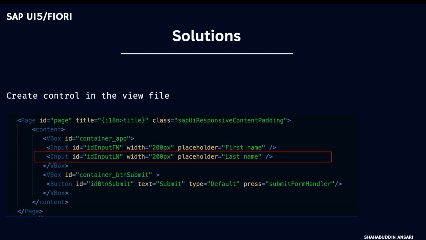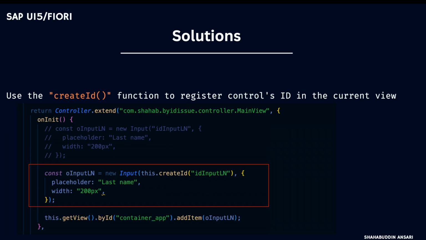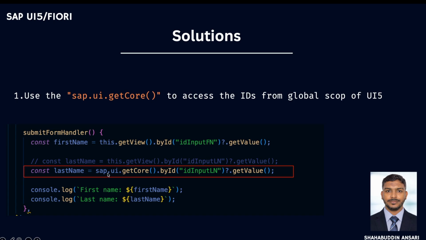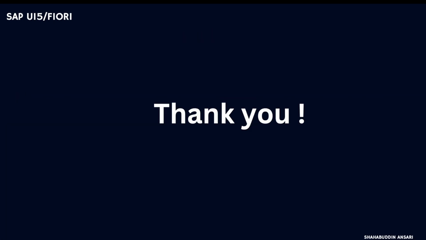So here I'm just summarizing how we can solve this. The first way is defining the UI control in the view file. The second was by using the createId method, and the third was by using sap.ui.getCore.